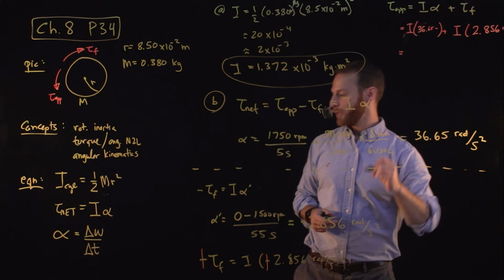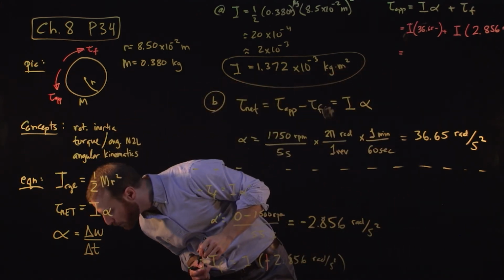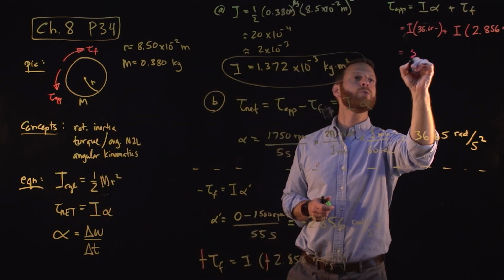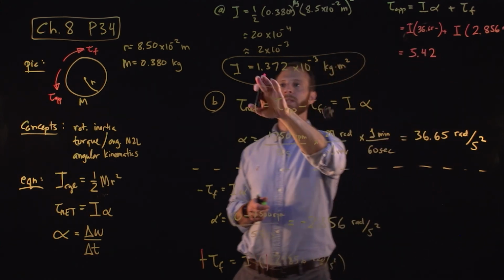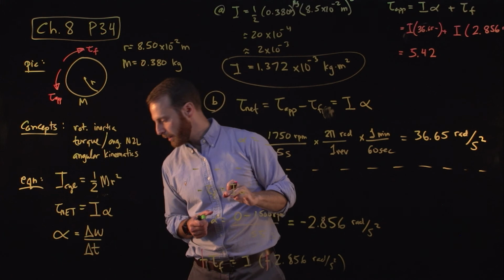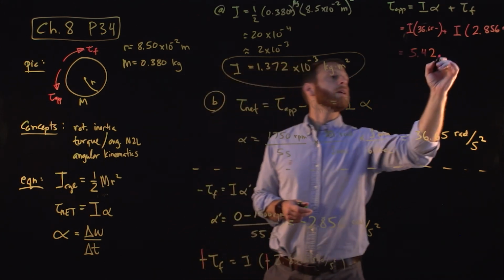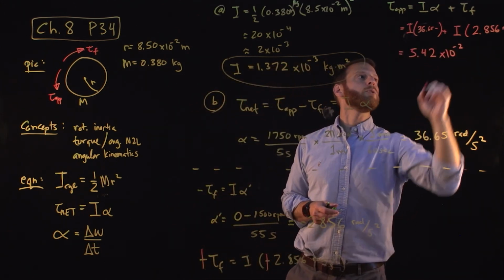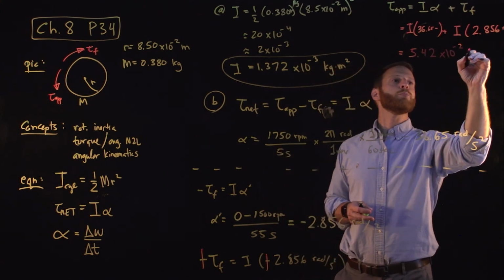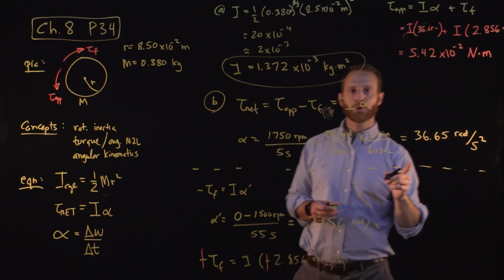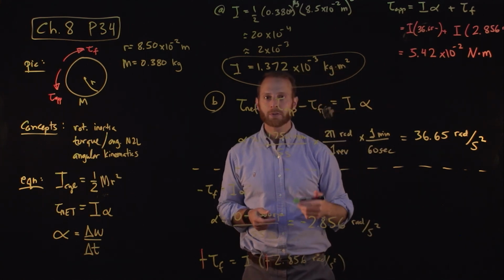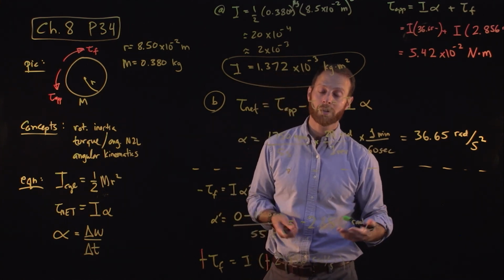So with everything put together, our final answer is apparently 5.42. It's this last digit that you wouldn't get right if you didn't take everything out to four digits. Times 10 to the minus 2, and the units should be, because we're using torque, newtons times meters, which again is not a joule. We write it as newtons times meters to let other people know that we're talking about torque and not energy.